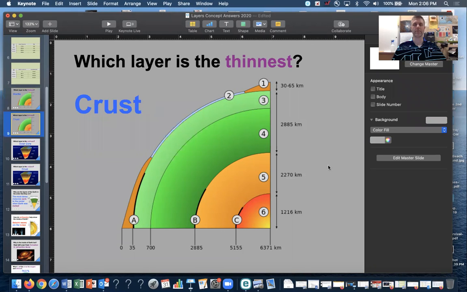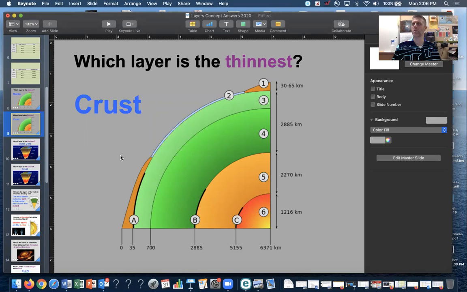I've heard it in relation to the thickness of the crust to the size of the Earth. It's fairly similar to the thickness of an eggshell to an egg. So it's really not very thick, considering the size of the Earth.